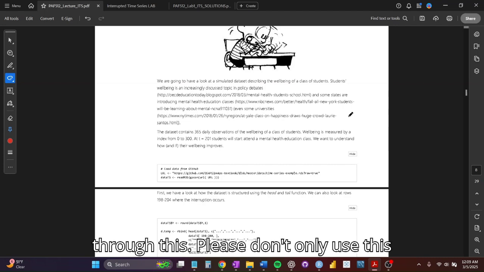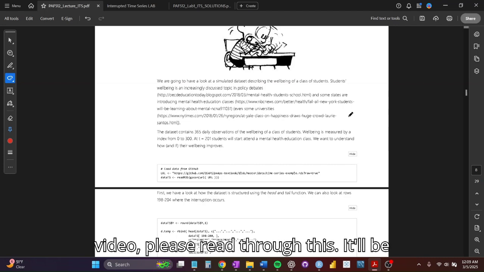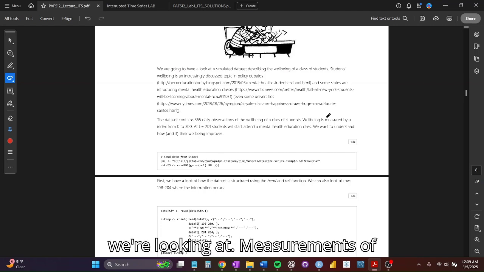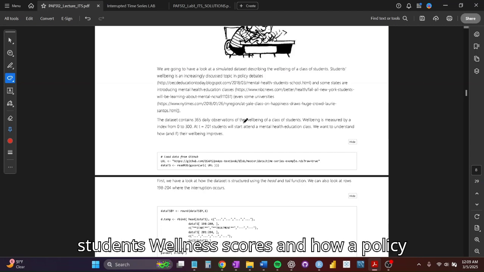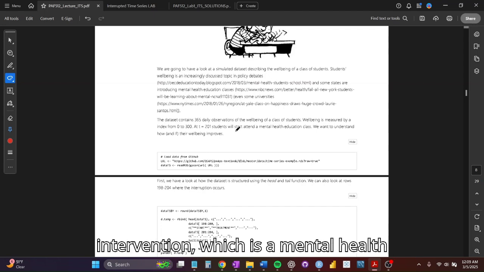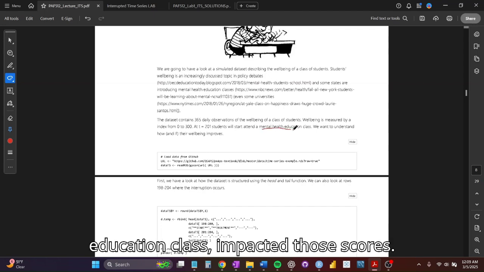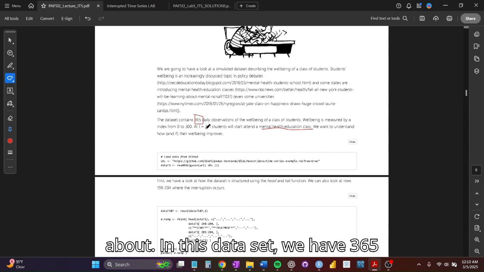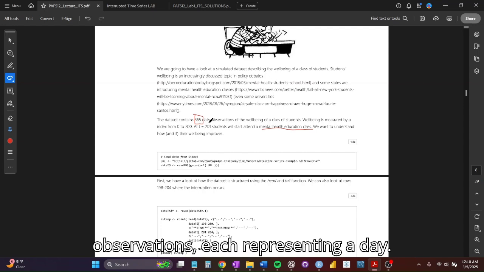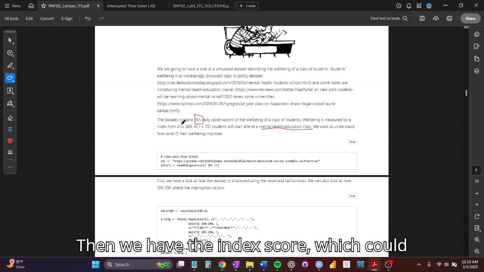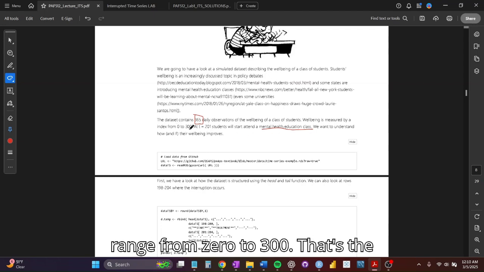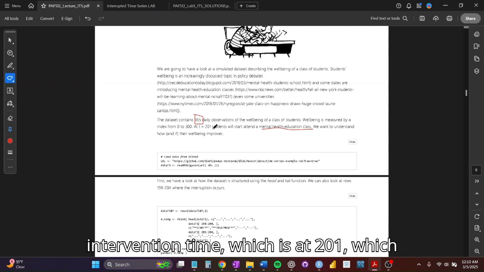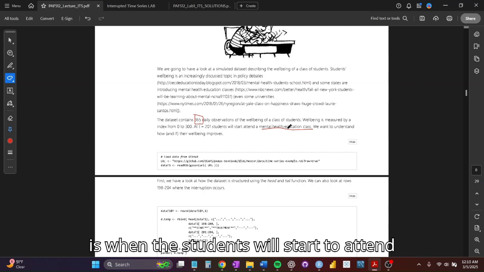This example, read through this. Please don't only use this video. Please read through this. It'll be far more helpful. But to set the stage, we're looking at measurements of students' wellness scores and how a policy intervention, which is a mental health education class, impacted those scores. So a couple values we need to know about. In this data set, we have 365 observations, each representing a day. Then we have the index score, which could range from 0 to 300. That's the well-being index. And then we have our intervention time, which is at 201, which is when the students will start to attend this class.